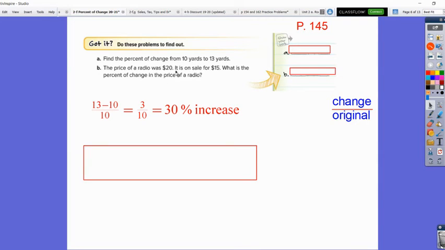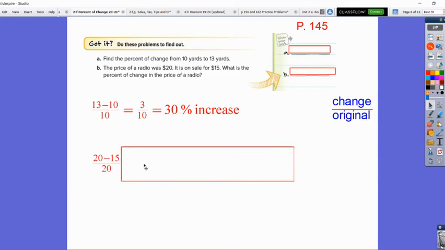Letter B, a radio was $20 and now it's on sale for $15. What is the percent of change? This is really finding out what the sale percent is, right? It was 20, now it's 15. What percent change is that? Well, the amount of change was $5. It went down $5, right? You don't have to write out the subtraction if you don't want to. It's a $5 decrease in price.